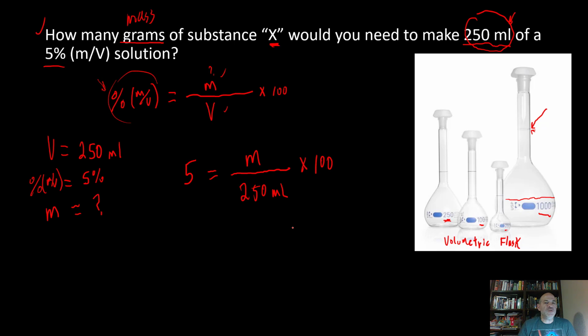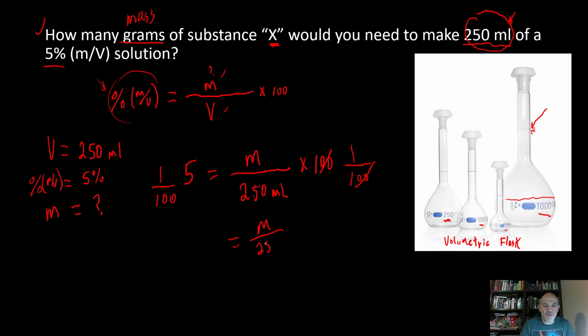So now all you've got to do is solve for M. We have to isolate M, get it by itself. So whatever's being done to M, we have to do the opposite. So M is being divided by 250 and multiplied by 100. I'm going to start by getting rid of the 100. If we are multiplying by 100, to cancel it out you divide by 100, or multiply by its reciprocal. Okay. So that cancels.